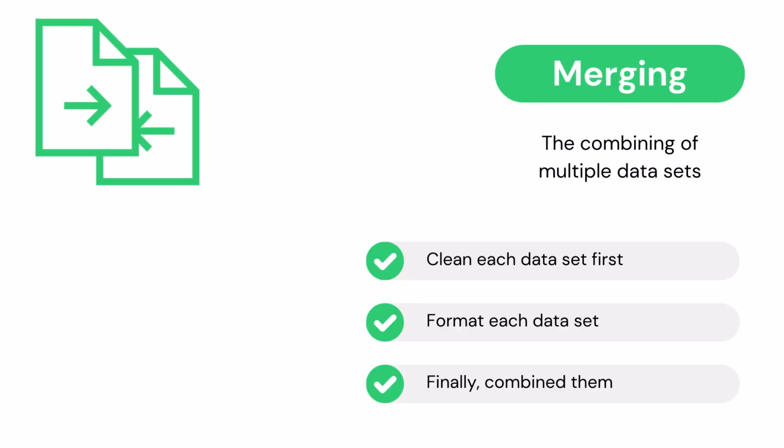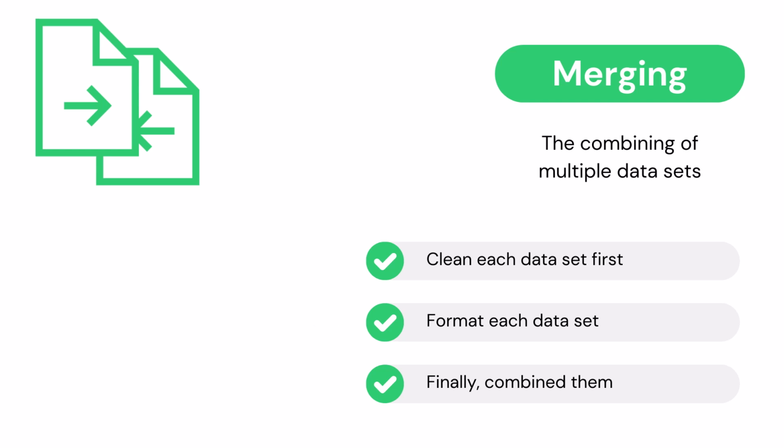Another aspect of cleaning and preparing your data has to do with merging, the combining of multiple data sets. Whenever you have multiple sets of data that may not have similar information in them, odds are that you will have to clean them separately. And after you've formatted each data file, you may need to merge or combine them. This is also referred to as transforming the data.